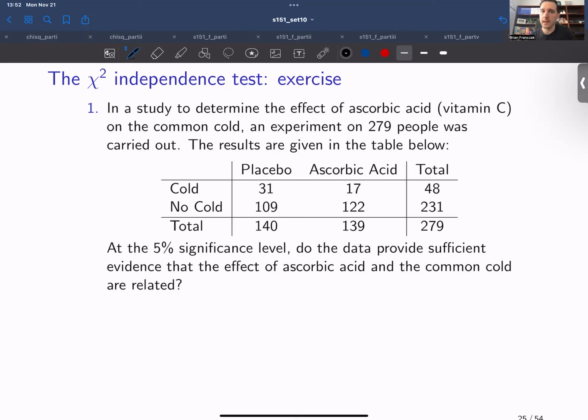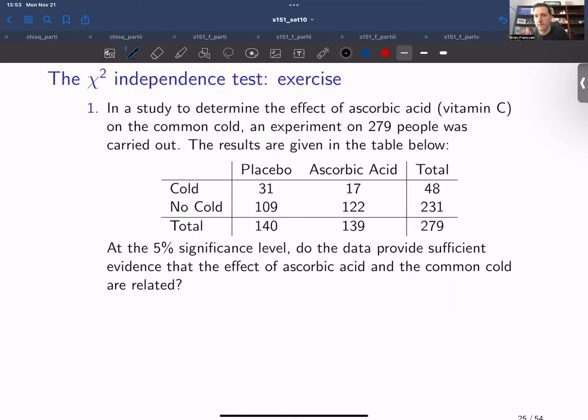So for example, in the example shown on slide 25, we have a study that is used to determine the effect of vitamin C on the common cold. An experiment utilizes 279 people, so that's our sample size. And the results of this experiment, which is essentially counting how many people suffered from the common cold or did not suffer from the common cold, given they were administered a placebo or vitamin C, are listed in the contingency table.